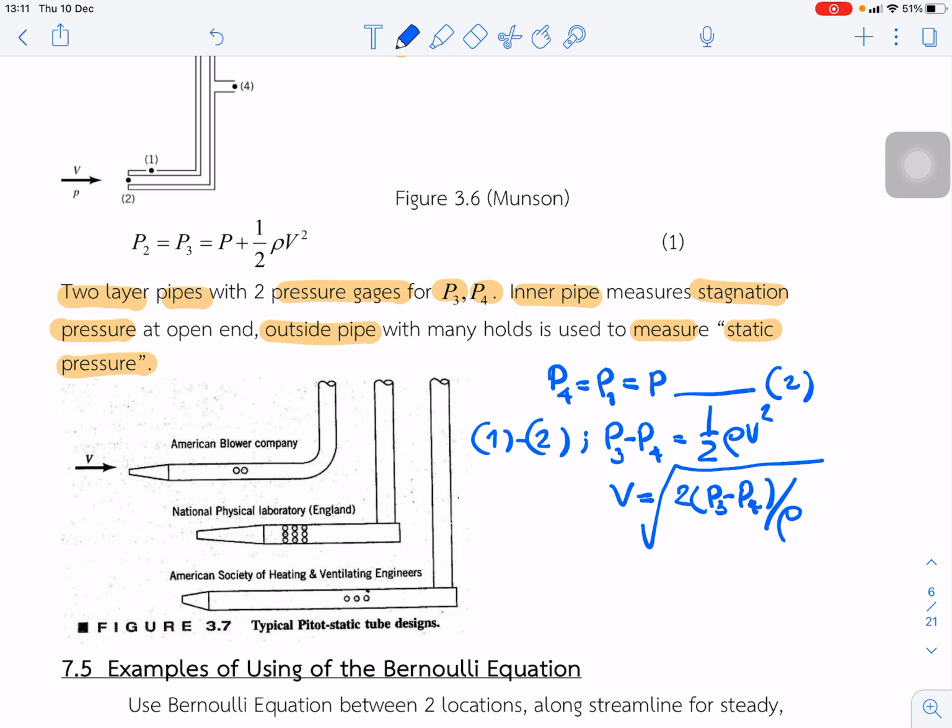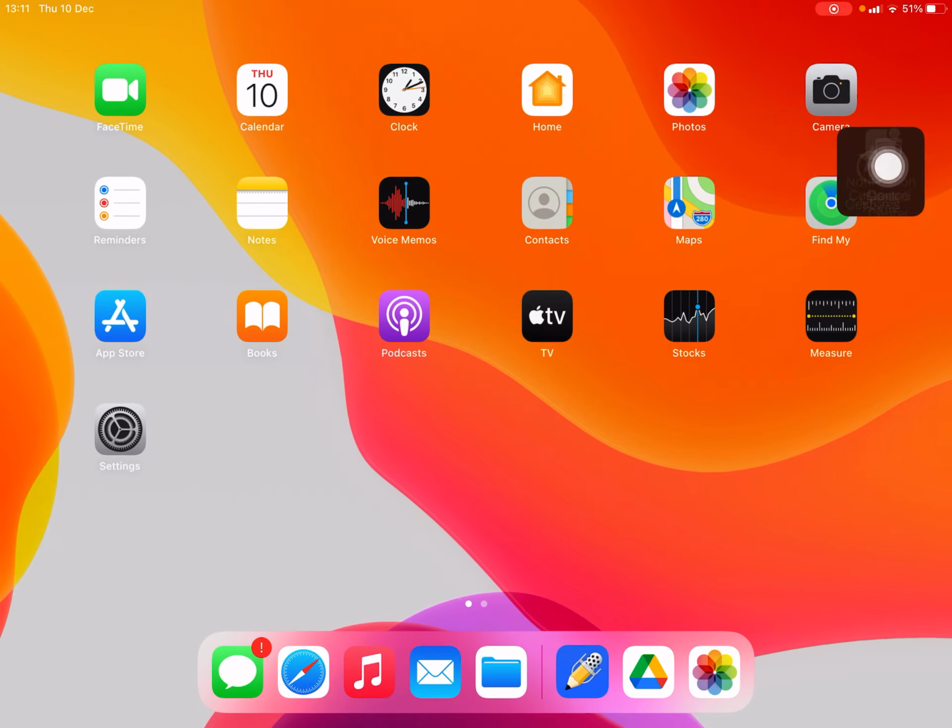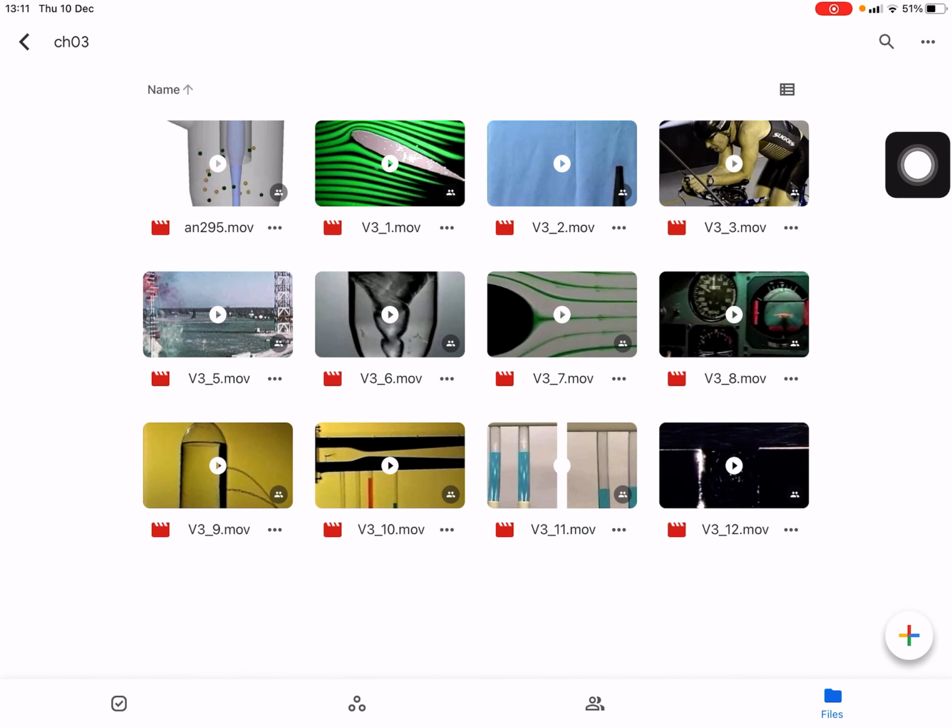Okay. And next I will show you clips of what stagnation points look like. This clip shows the stagnation point at the tip of the curved surface.